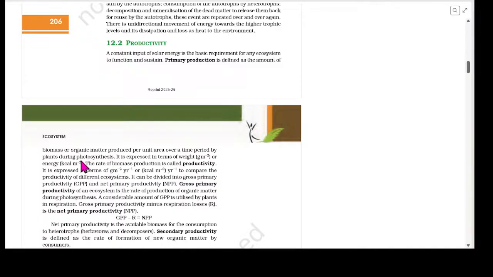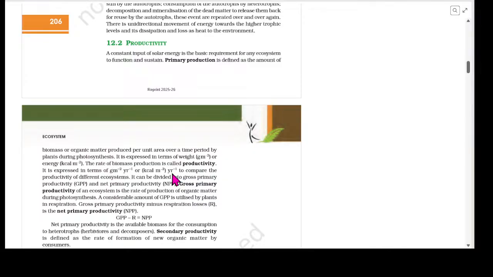by plants during photosynthesis. It is expressed in terms of weight, which could be in gram per meter square, or energy in terms of kilocalorie per meter square. The rate of biomass production is called productivity. It is expressed in terms of gram per meter square per year or kilocalorie per meter square per year.